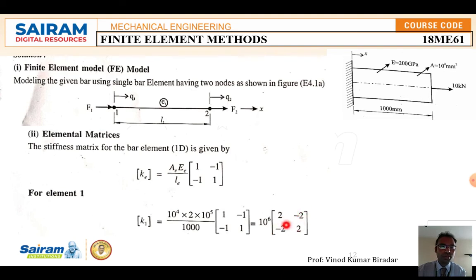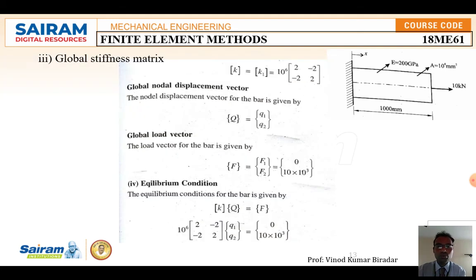If you fold this, minus 2 minus 2. Okay, since the condition is satisfied, go for the next, that is the global stiffness matrix. Since only one element is there, it is the same as it is, that is K1 is equal to K, that is 10 to the power of 6, [2 -2; -2 2].